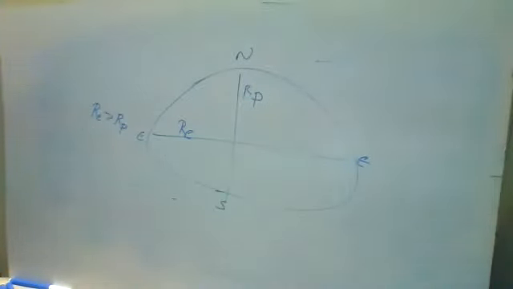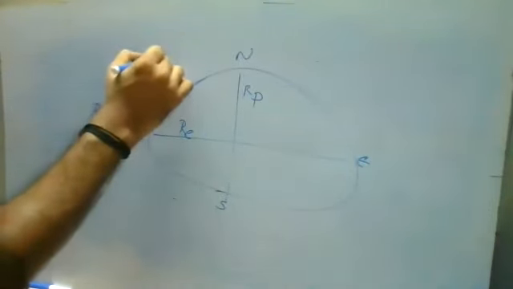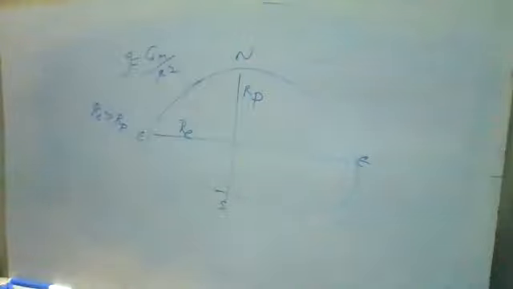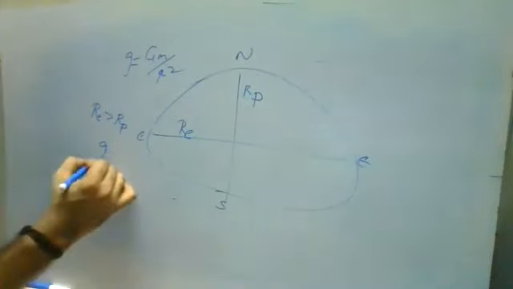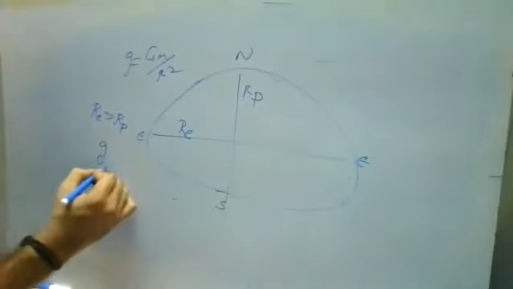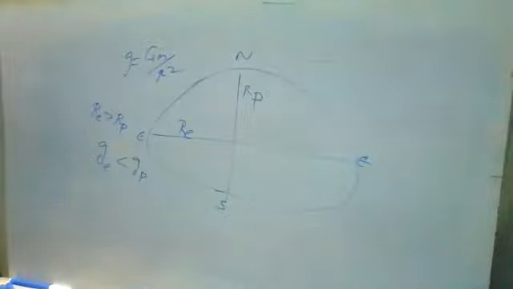Now if you see the relation, g is equal to GM by R square. Looking at the relation, it is inversely proportional. So what will happen? Ge is less than Gp. Remember this, Ge is less than Gp from this equation.